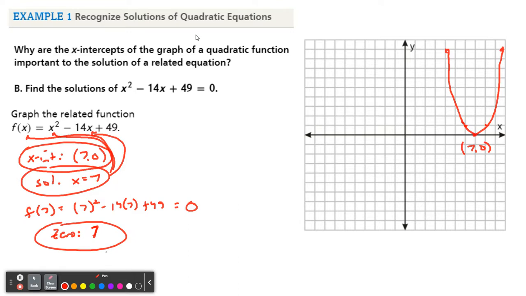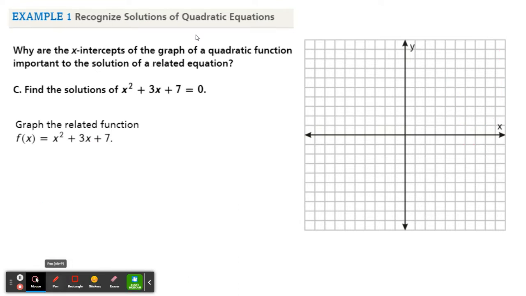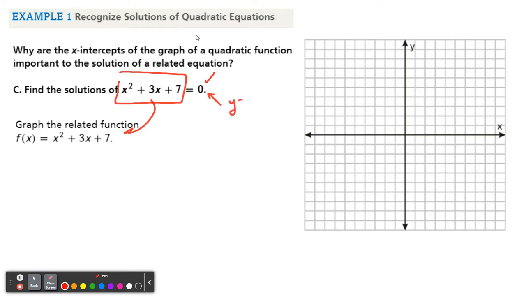Okay, last one on this video here. Let's take a look at number 3, or part C. Right, it says find the solutions to this guy, x squared plus 3x plus 7. So again, we have 0 on this side, check. So this is going to be our related function that we're going to plug in, and then we're going to compare it to y equals 0, which again is our x-axis. Again, cannot emphasize enough that as long as it says 0, we are looking at where the graph crosses the x-axis.